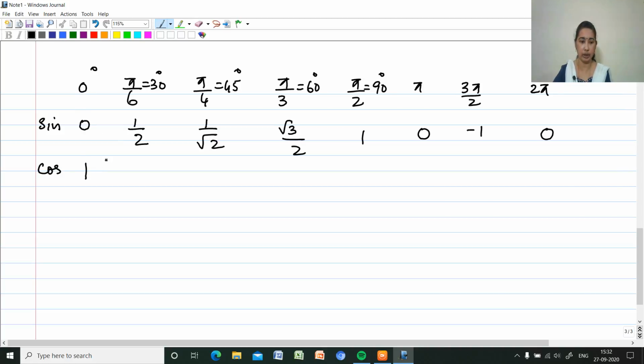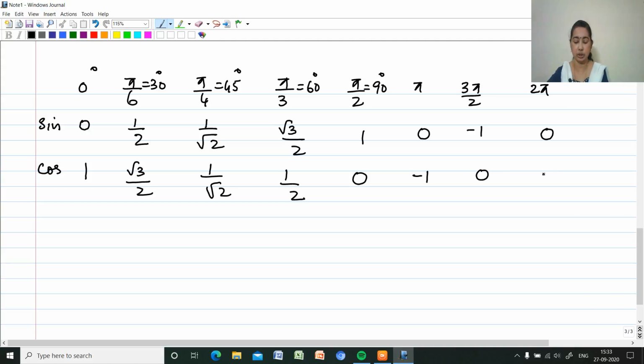Cos 0 is 1, cos pi by 6 is root 3 by 2. From here you can write in the reverse order: 1, root 3 by 2, then 1 by root 2, then 1 by 2, then 0. Then what about this side? Cos pi is minus 1, and cos 3 pi by 2 is 0, and cos 2 pi is 1.